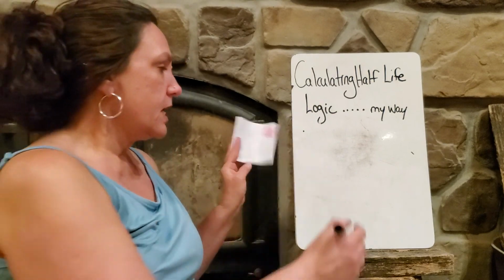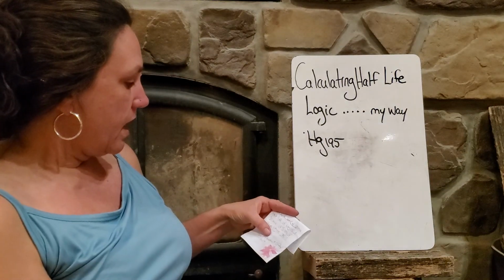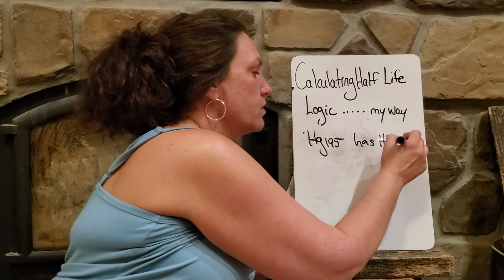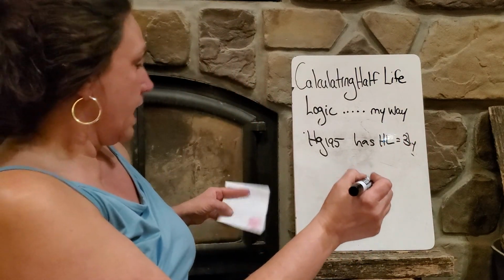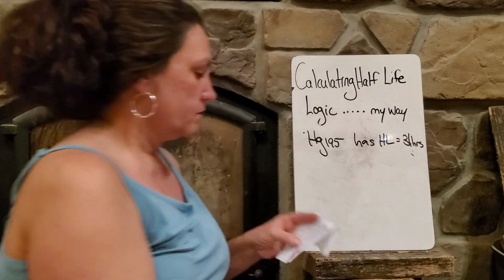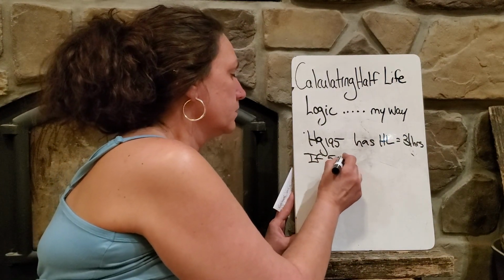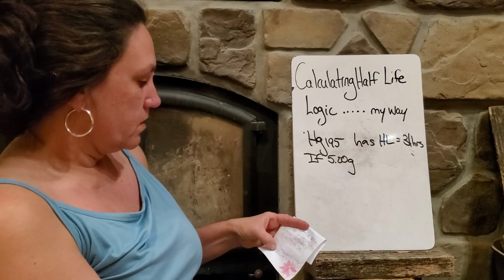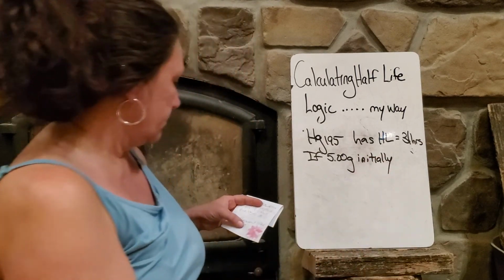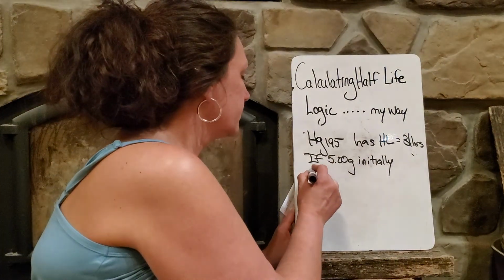The other one says that mercury-195 has a half-life of 31 hours. If 5 grams are there initially, how much is present after 93 hours?